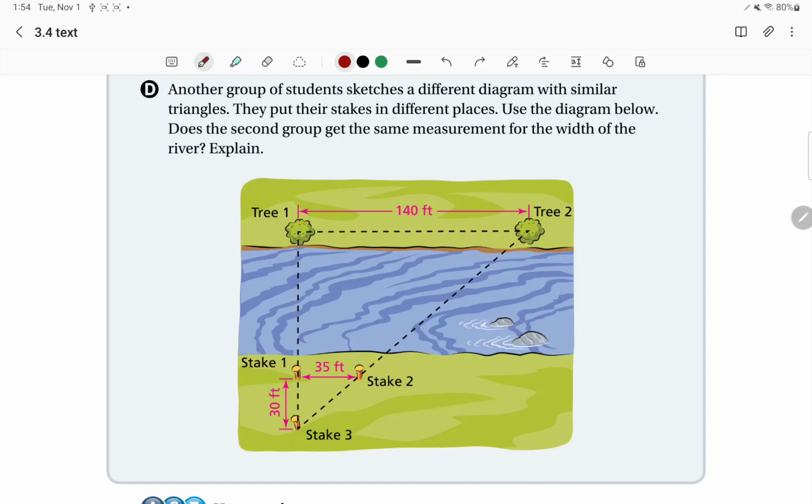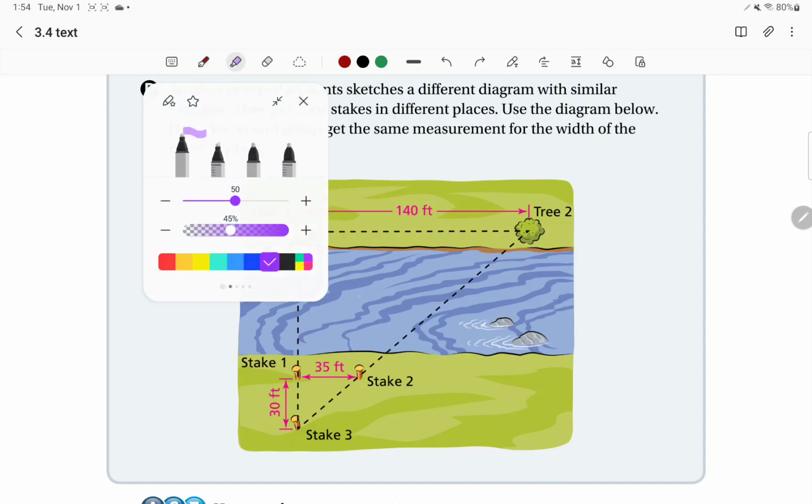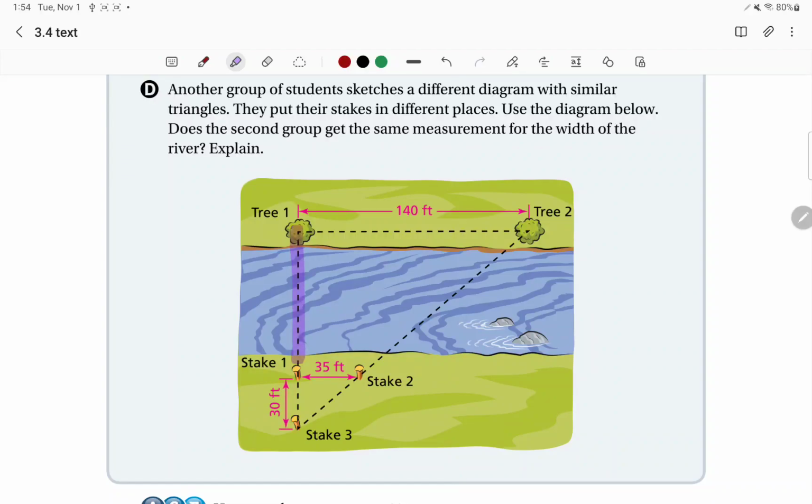We're still trying to figure out what this distance across the river is. So we're still trying to find that distance. So go ahead and do what we did for the first one, but now they have different measurements. See if you still get 90 or if they get something different.